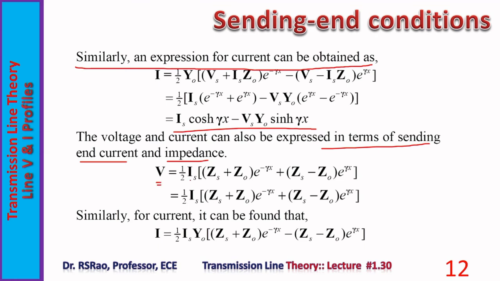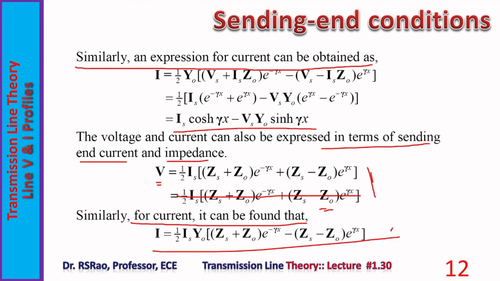V is half Is Zs plus Z0 e power minus gamma x plus Zs minus Z0 e power gamma x. Of course, a little bit of manipulation gives us this expression. Similarly, for current, it can be found. I is equal to half Is Y0 Zs plus Z0 e power minus gamma x minus Zs minus Z0 e power gamma x. This is for current.